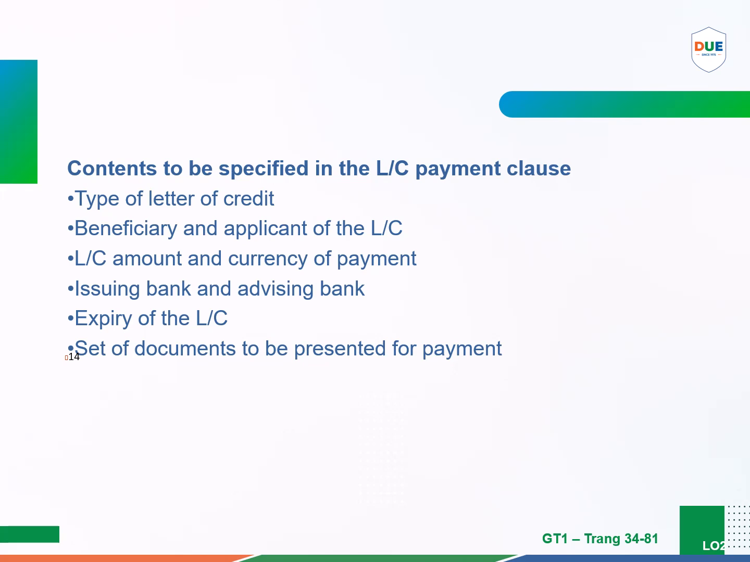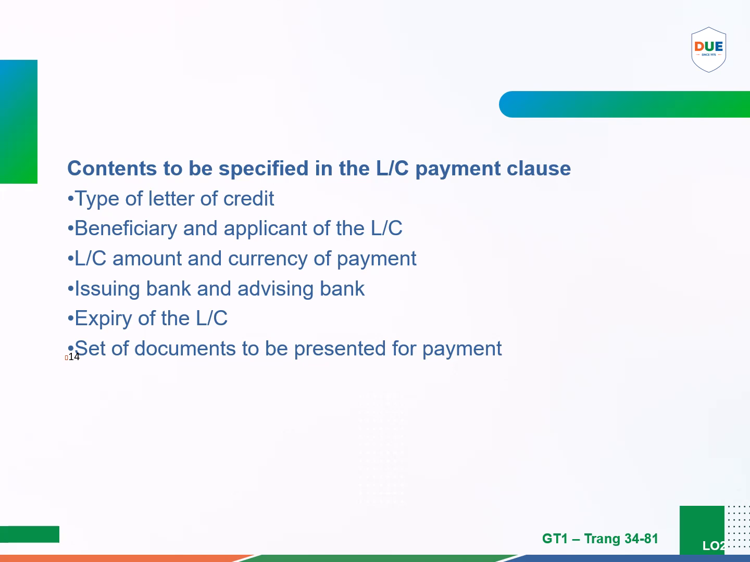First is the type of letter of credit. The contract should specify whether the letter of credit is irrevocable or revocable, confirmed or unconfirmed, and whether it requires immediate or deferred payment. In practice, the most common type today is an irrevocable letter of credit, as it provides better protection for the exporter. Second is the beneficiary and the applicant of the letter of credit. The beneficiary is the party to be paid, usually the exporter, while the applicant is the importer.